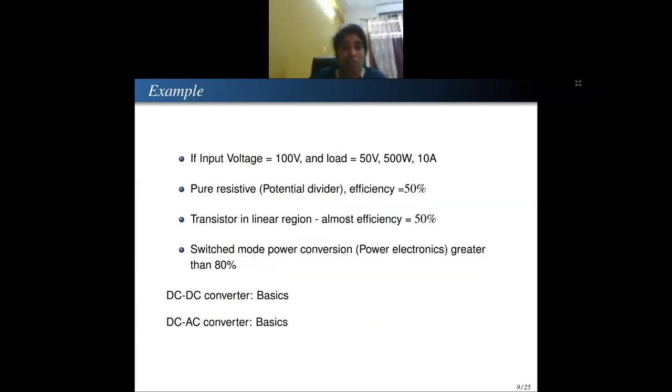Okay, I'll skip this. This is just to show the benefit of the efficiency, how the power electronic system gives more efficiency than other options which we have in real life.